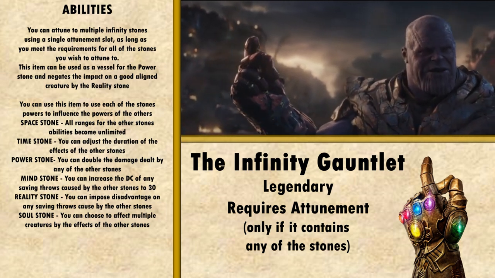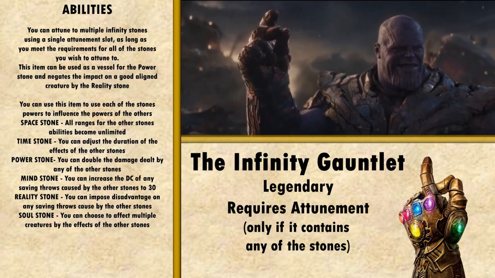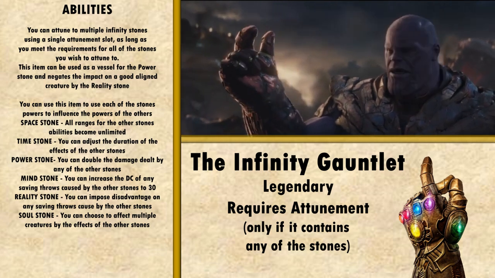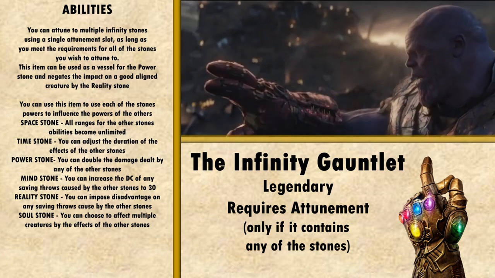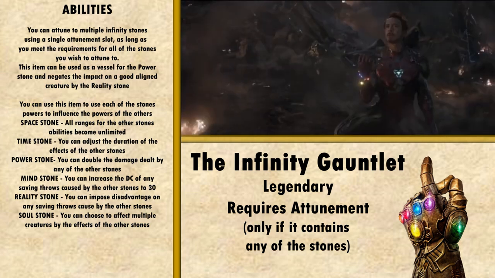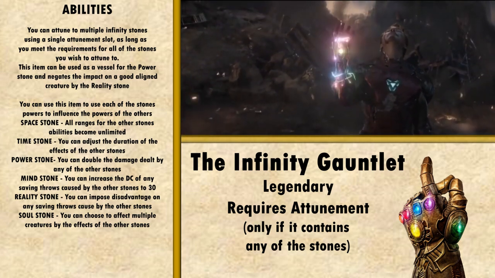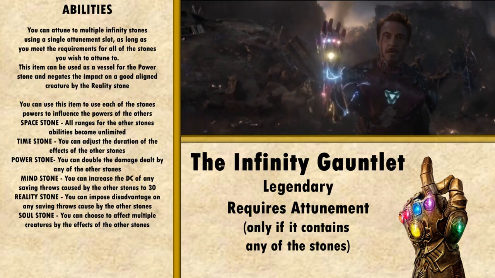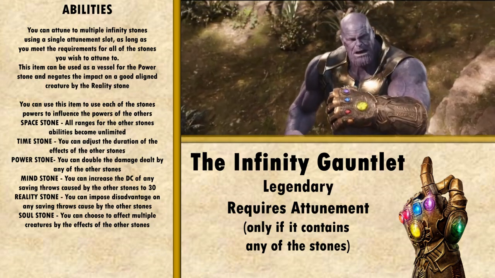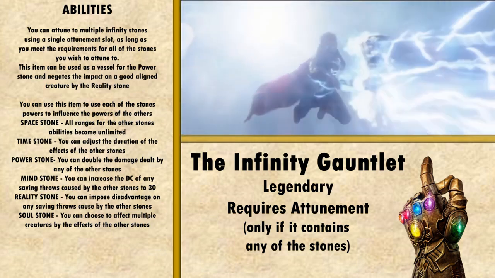This item can be used as a vessel for the Power Stone and negates the impact of a good aligned creature attuning to the Reality Stone. This item also gives you the following benefits depending on which stones you have connected to the gauntlet. If you have the Space Stone connected, all ranges for the other stones' effects become unlimited.